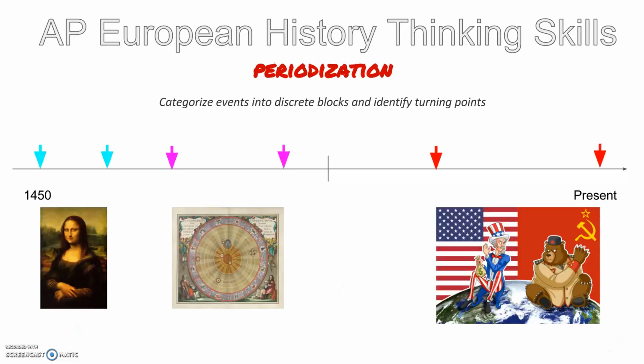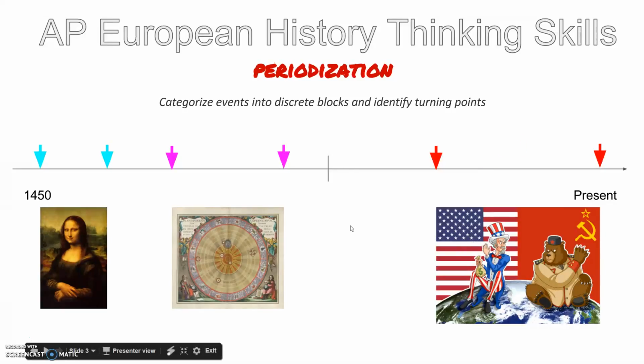And then the last one I did was periodization, which is taking periods into blocks and identifying different things in history that happen within those blocks. So for example, like the Renaissance, the Scientific Revolution, and the Cold War were the ones that I picked for this particular portion of it.